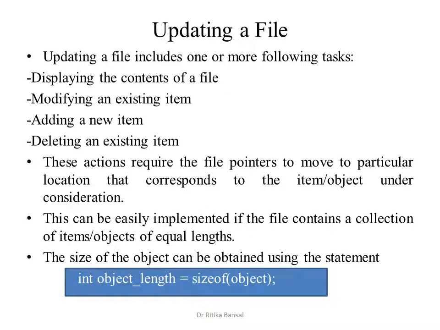So updating a file means, read the first bulleted point. It includes tasks like displaying the contents of a file, modifying an existing item, adding a new item, deleting an existing item. It means we want modification and editing facilities in a file. So these actions require seekg and seekp. They help us, along with tellg and tellp, to move the pointers. We can even use the reference positions to move the pointer.